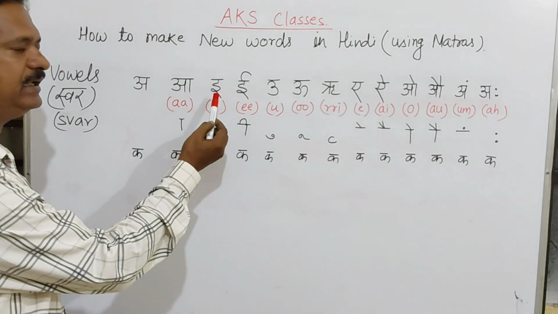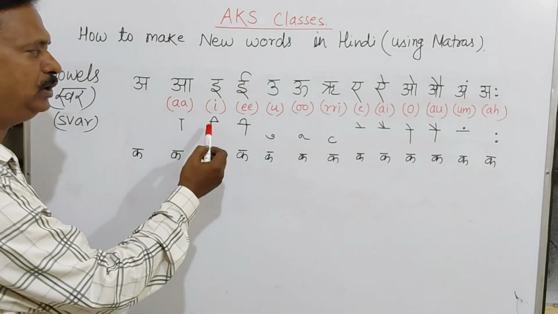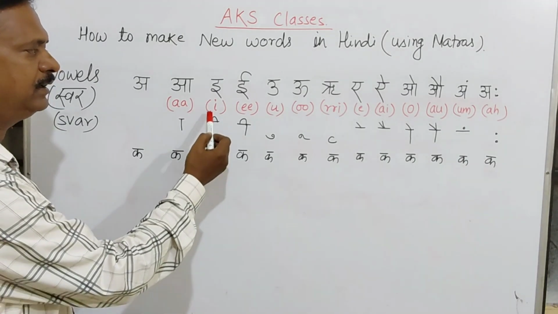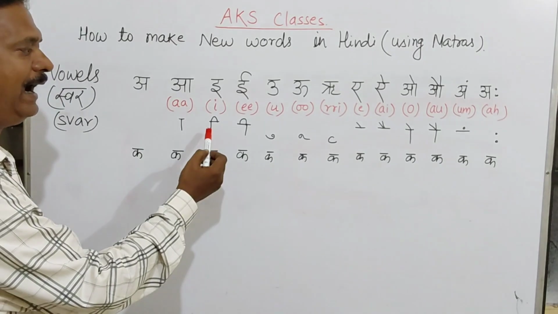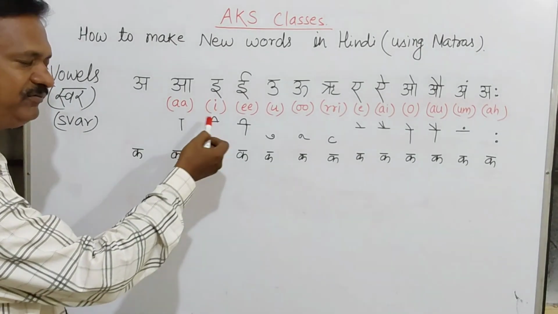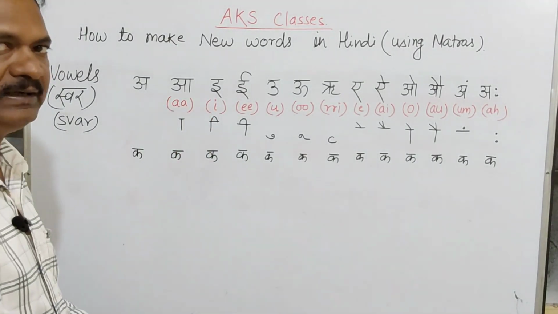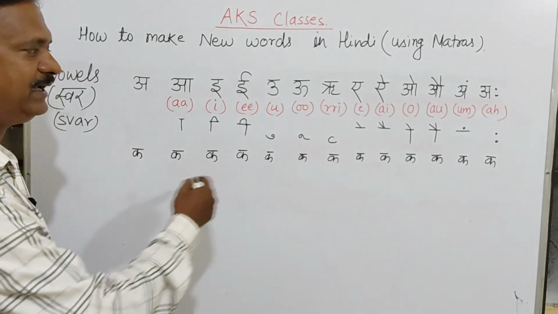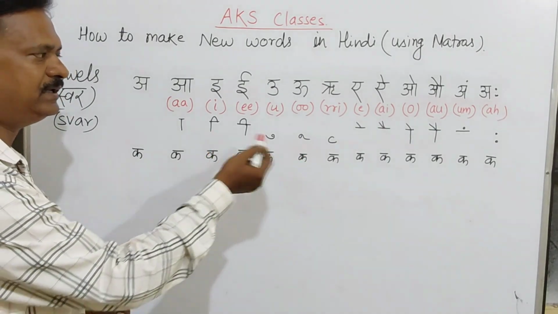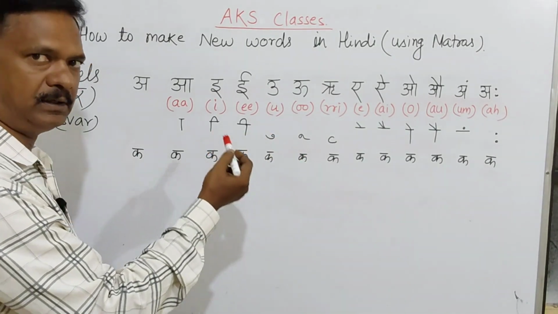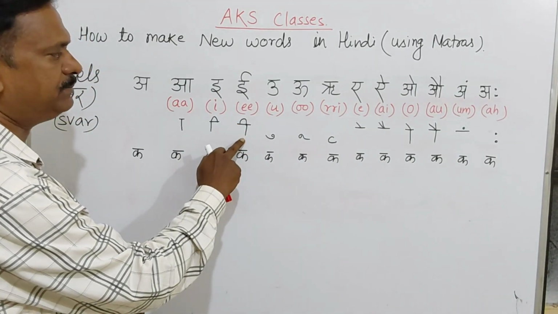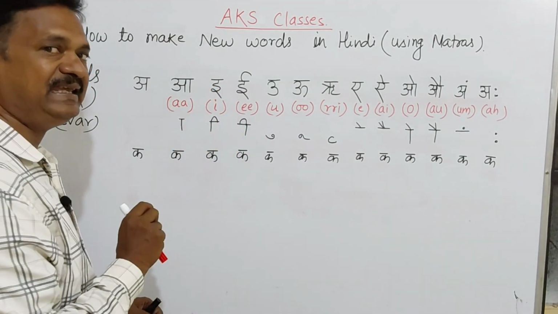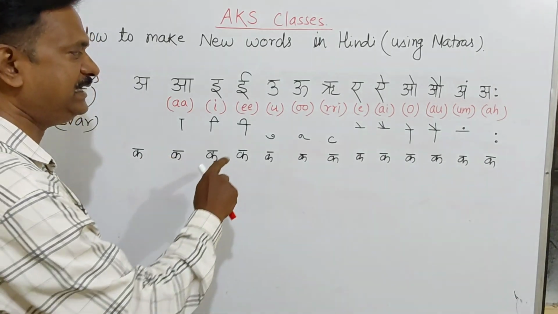This is i, small i, and to put it, we use this symbol, and this symbol is added from the left side. We will understand this by taking an example. First, we see the different symbols or matras. This symbol is used for the ee sound, a larger ee sound.